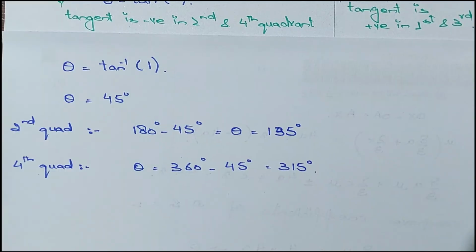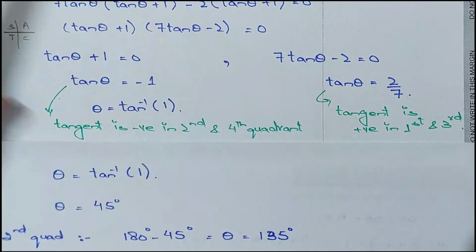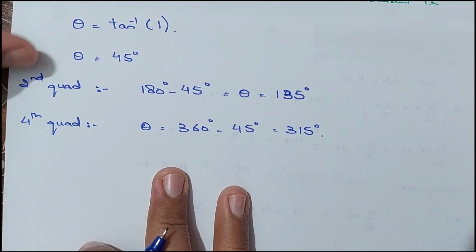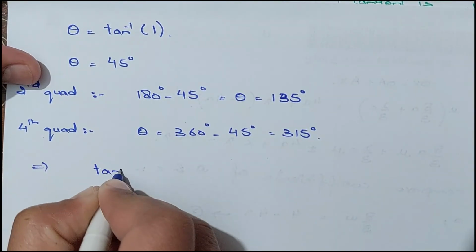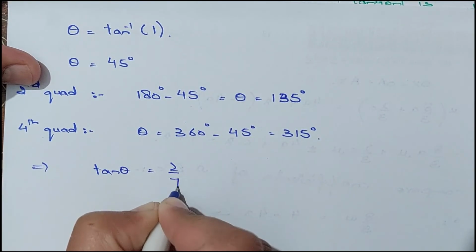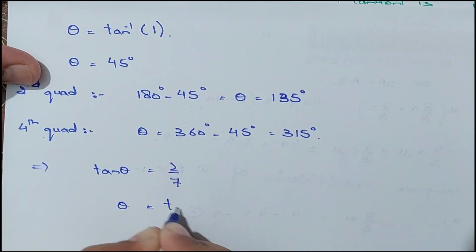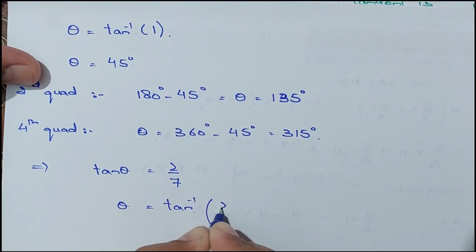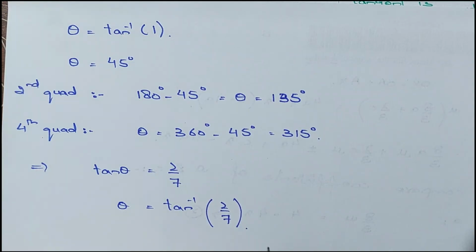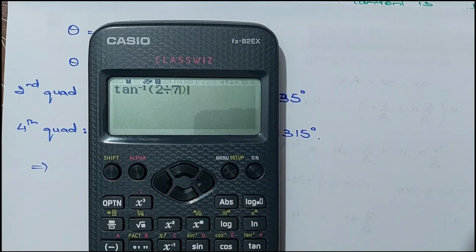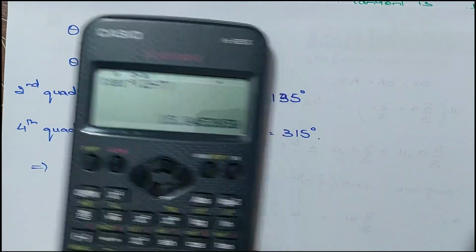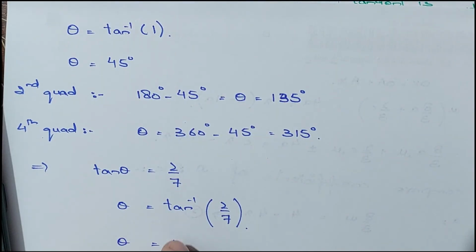Right. Let's look at the second case when tan theta is 2 by 7. Theta is tangent inverse of 2 by 7 in degrees. Tangent inverse 2 by 7 is 15.9 degrees. Theta is 15.9 degrees. This is in the first quadrant.